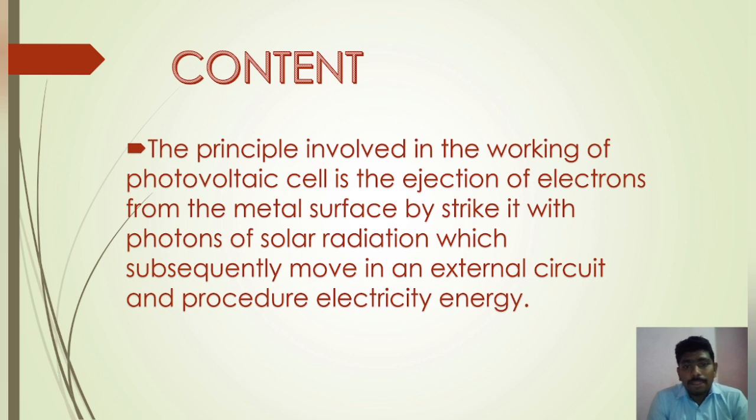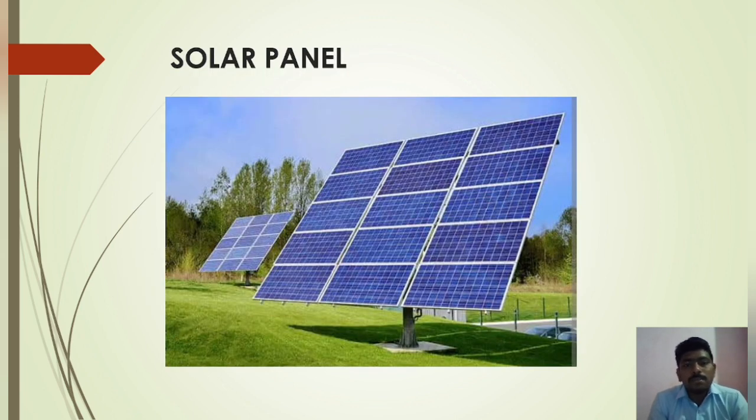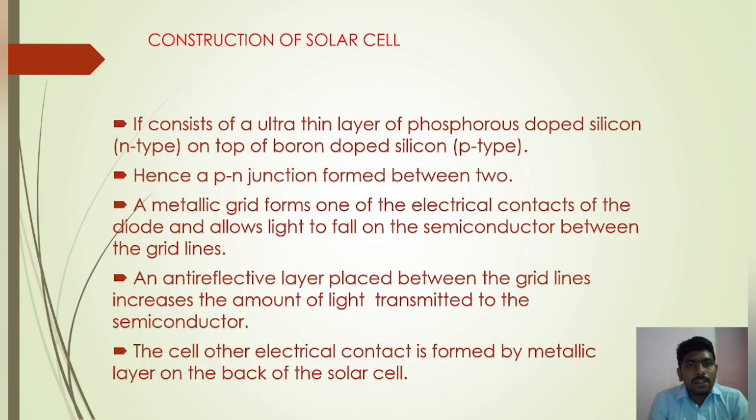The principle: whenever radiation strikes the metal surface, electrons are ejected by the photons of solar radiation. Whenever these electrons move in the external circuit, electricity is generated and is available for use. This is a basic diagram of the solar panel. We use these in our daily life to save power consumption. This is an image of the solar panel under construction.